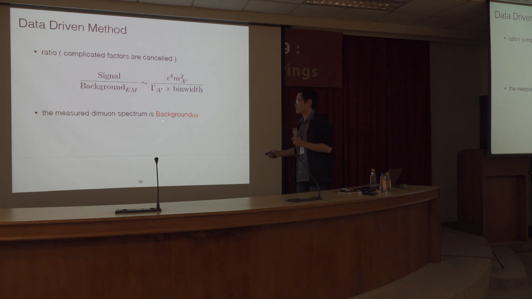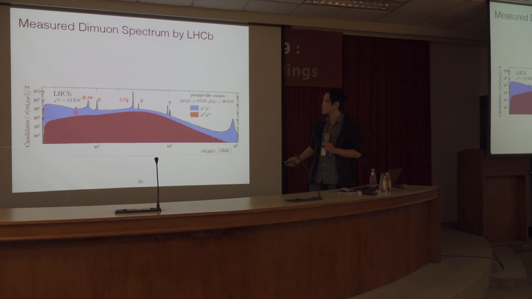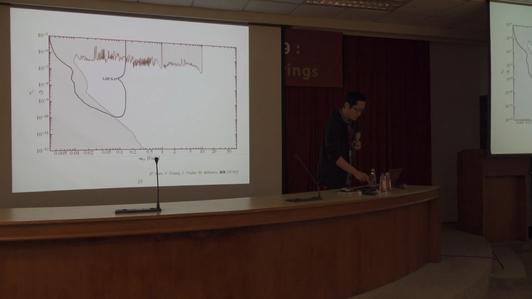The measured dimuon spectrum is the background, the EM background. This is not trivial, but after some simulation and choosing proper cuts, if the background is coming from EM, then you can always use this formula to predict the signal rate. This formula is quite general and applies not only to LHCb but also CMS or some other experiments. So LHCb measures the dimuon spectrum, and this region has other backgrounds, like same-sign dimuon. There you see the bump over here, which is just coming from some mesons.